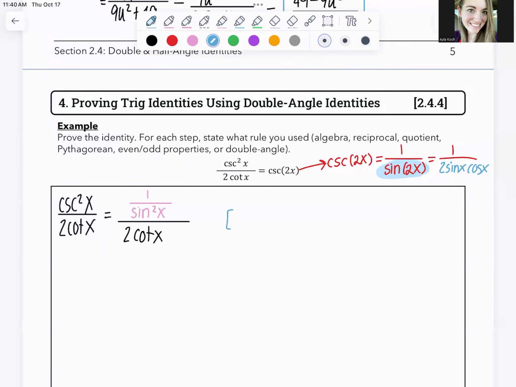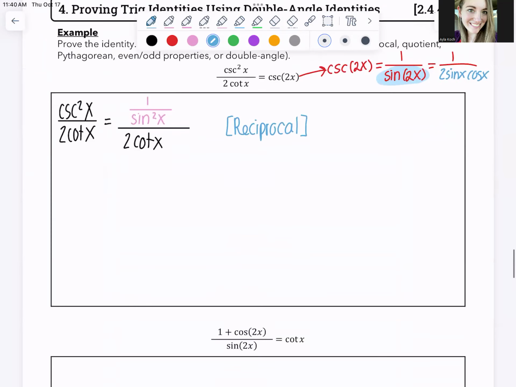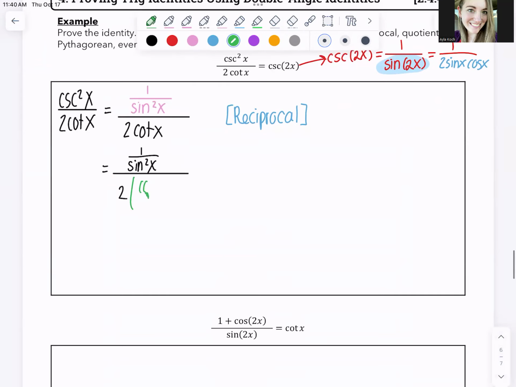So the rule I used here was reciprocal, reciprocal. I will say that every time. Okay. For cotangent, that's a quotient rule. So that's 2 times cotangent, which is cosine x over sine x. Quotient identity.